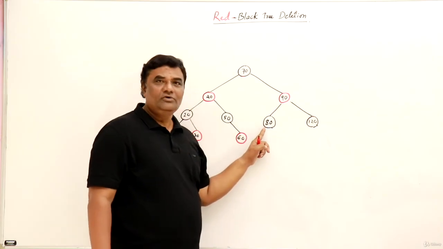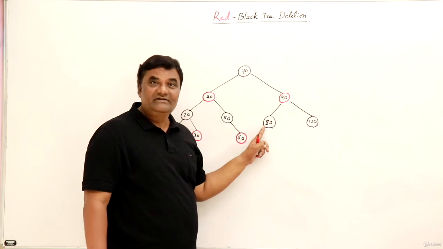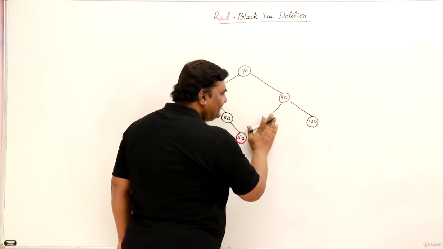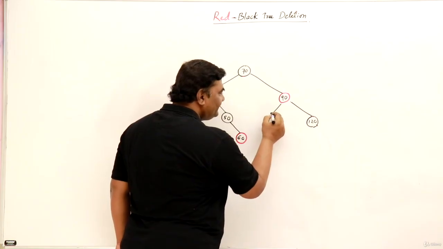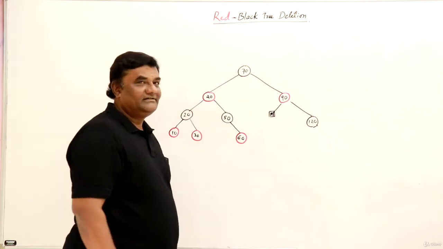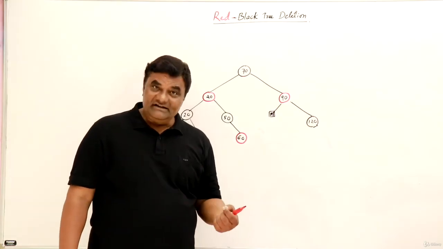Delete this. Who will take its place? Nobody is there to take its place. Which color node is it? Black color node. So if I delete this, then there is nothing. So this becomes null and this null becomes double black. That's what happens when you delete a black color node, it becomes its null value.